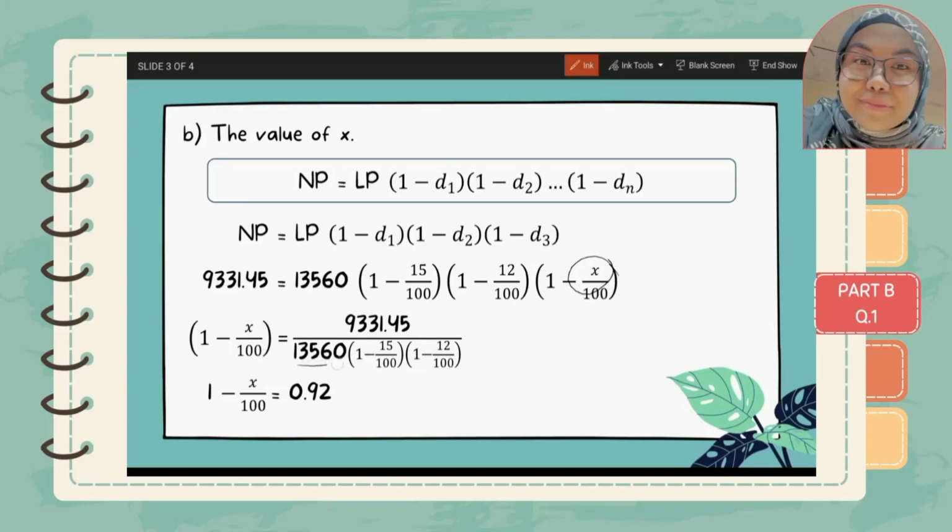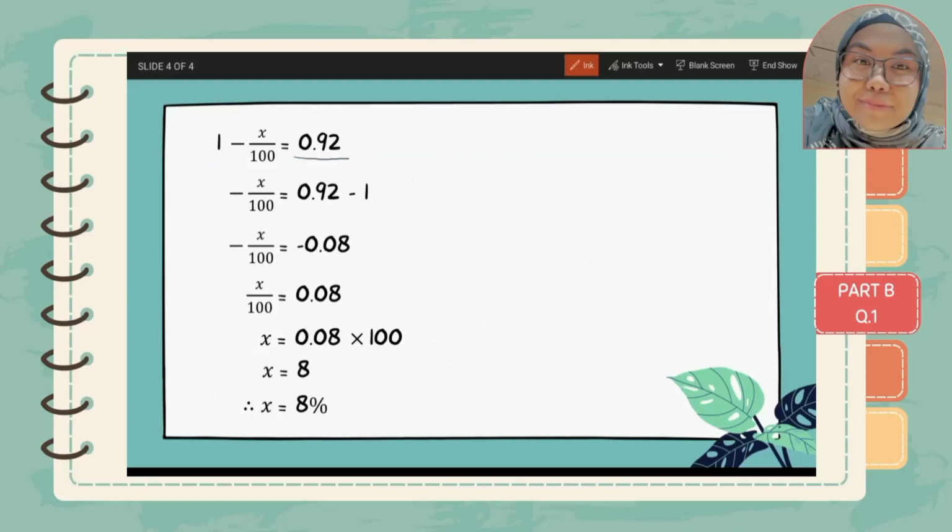So why is this divide? Because on the left hand side it is multiply, so when we bring it to the right hand side it will be divide. So next, 1 minus x over 100 equals 0.92 after we calculate the equation above. Then negative x over 100 equals 0.92 minus 1, because on the left hand side it is positive, so when we bring it here it will be negative. So negative x over 100 equals negative 0.08.